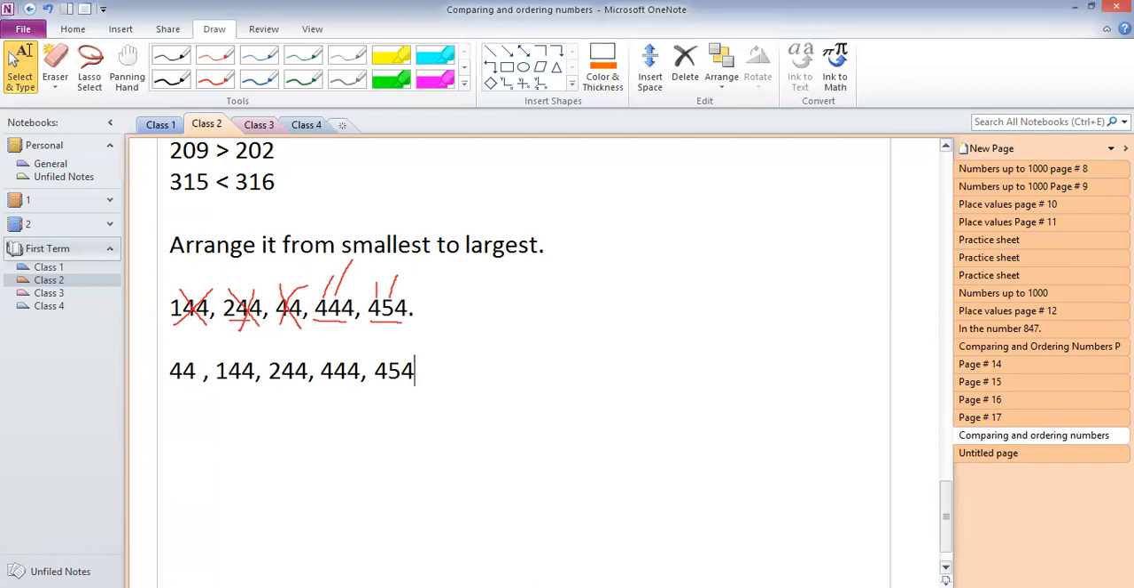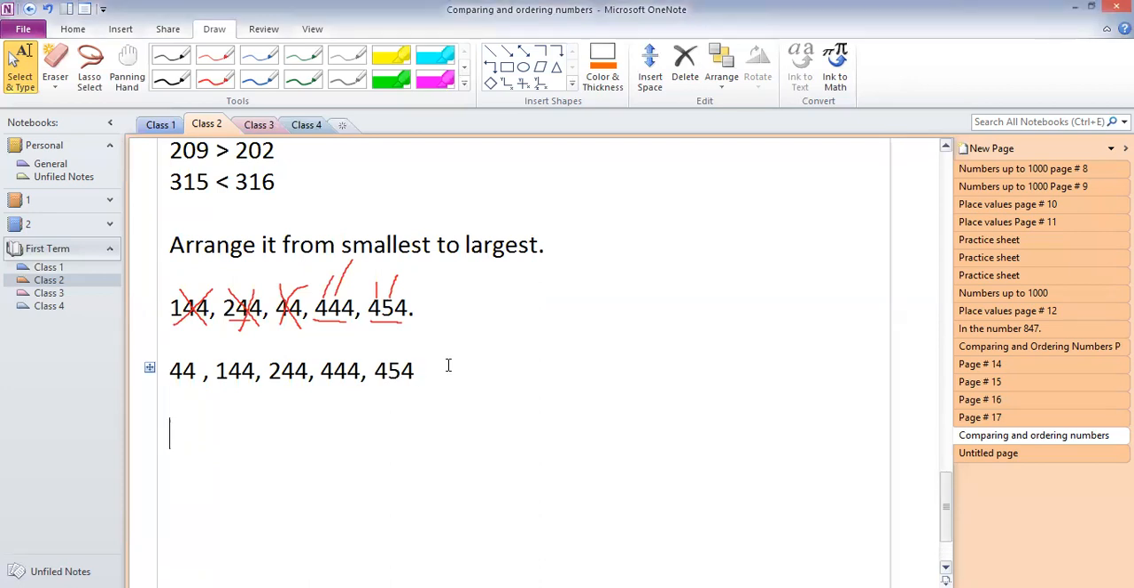So we have arranged it from smallest to largest: 44, 144, 244, 444 and 454. Is it clear, guys? Yes, sir. Very good. I will give you one more example, guys.